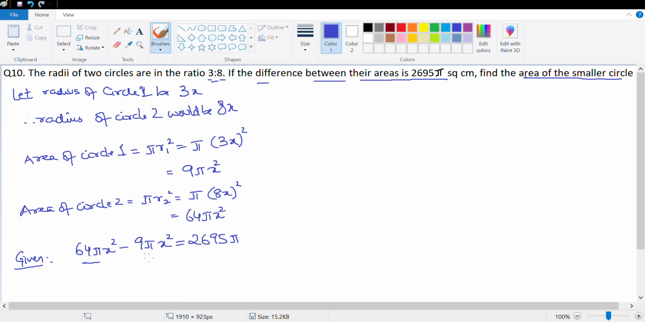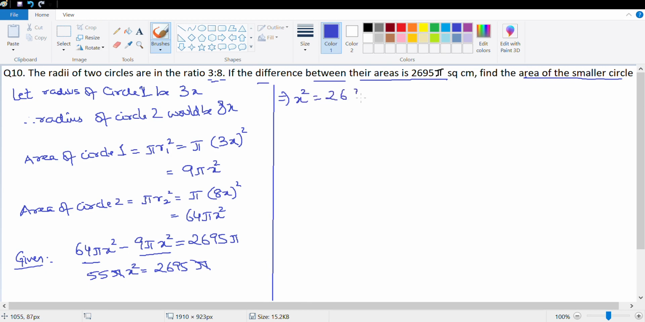64 pi x square minus 9 pi x square would be 55 pi x square. So 55 pi x square is equal to 2695 pi. Pi and pi get cancelled. So I have 55x square is equal to 2695, which means x square would be equal to 2695 upon 55.